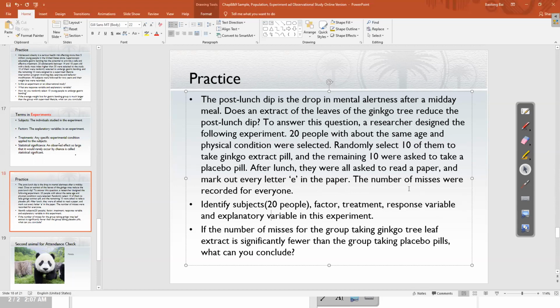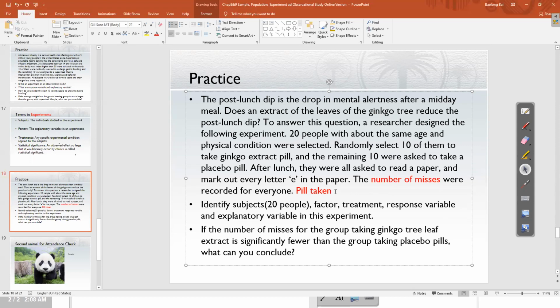So what are the variables recorded? We have the number of misses as one variable, right? And then what's the other variable? It didn't specifically list it, but basically it's the pill type, or pill taken, right? So what pill did they take? Okay, so which one is the response variable? Which one is the explanatory variable? Does the pill taken cause the number of misses to change, or will the number of misses cause the pill taken to change?